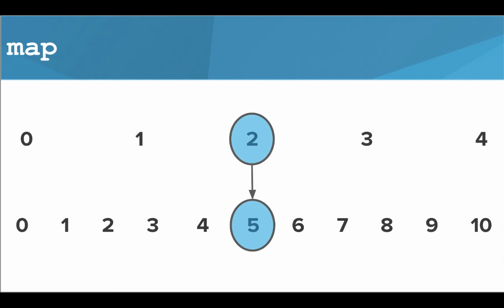For example, if we had the number 2 in the range from 0 to 4 and mapped this value to the range of 0 to 10, our number would take on the value of 5. We can see that these values are in the same position when looking at the total range of numbers.